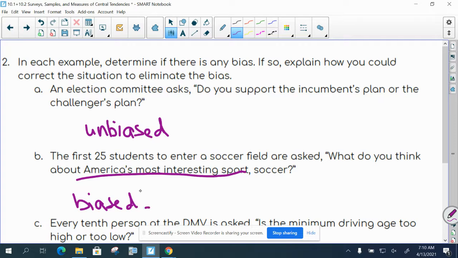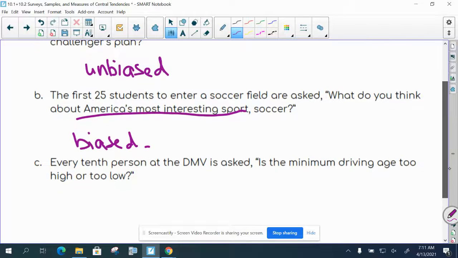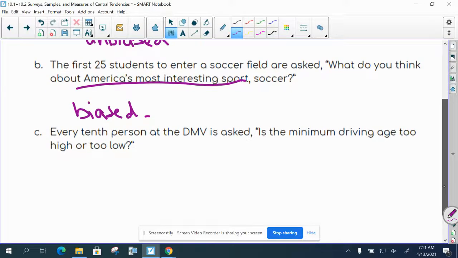So first of all, they should try to rephrase the question. How do you feel about soccer? Or what are your favorite things about soccer? Do you like soccer? And then second of all, they should try to go to other sports to ask how they feel about soccer, or just people at the school, because maybe not everyone.